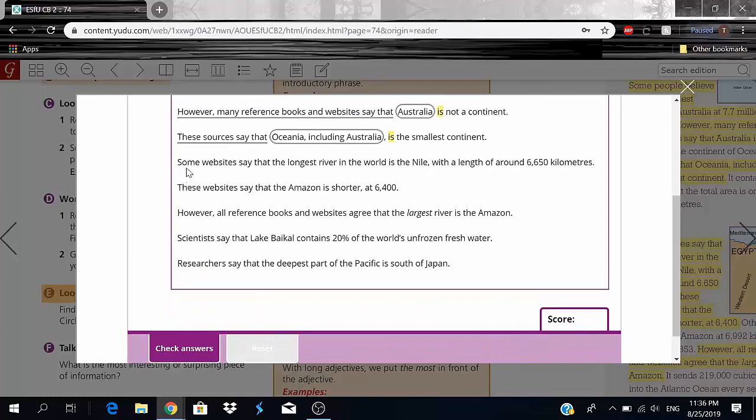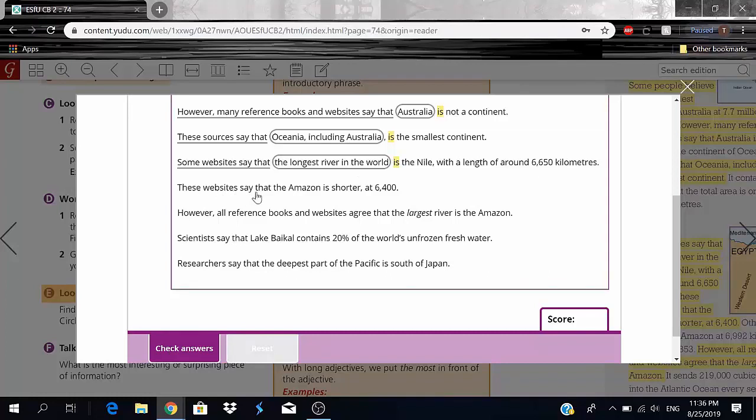Anyway, we have "Some websites say that." I'm going to stop right here again and underline it. Okay, introductory phrase. "The longest river in the world," and I'm going to stop because I have an "is" right after. So the longest river in the world, that's our subject, "is the Nile." So "is" will be our verb. Okay, you guys? Now let's move to the next one.